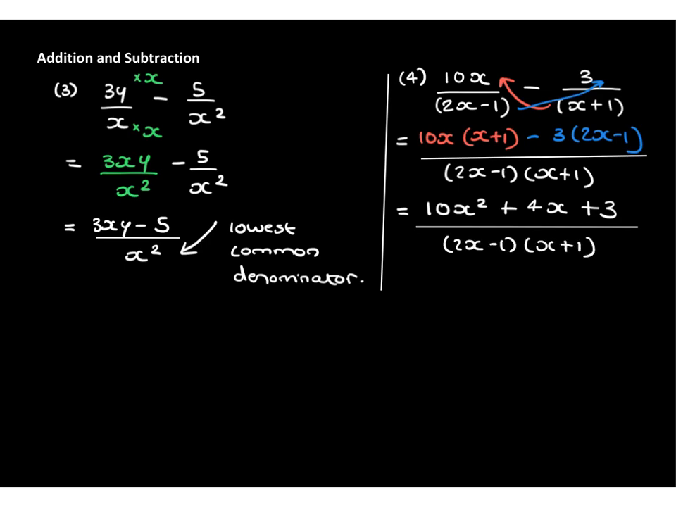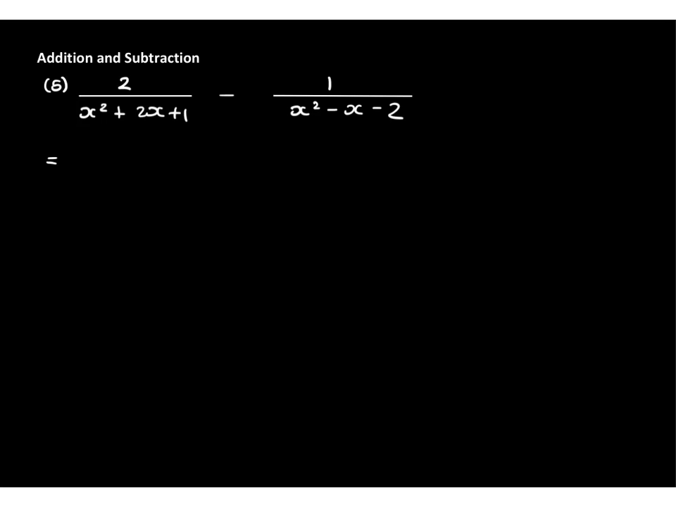Always be careful, because there is a possibility that your numerator might factorise further. It doesn't in this case, but do always check, just in case further simplification could be carried out. So let's have a look at one final example in which we have to do a little bit of simplification before we can do the subtraction.